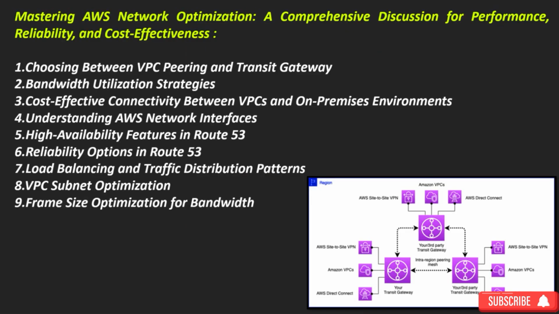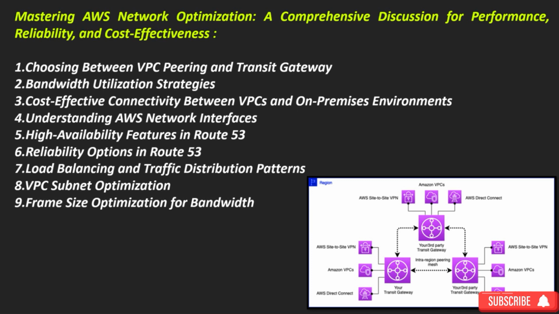So the next and final point, we need to talk about mastering AWS network optimization, a comprehensive discussion for performance, reliability, and cost effectiveness. As I told, in the ever-evolving landscape of cloud computing, optimizing your AWS networks is very paramount to achieving optimal performance, reliability, and cost effectiveness. As part of the lecture, we will delve into the various aspects of AWS networking, exploring key concepts, strategies, and best practices to ensure your infrastructure operates at its peak level.